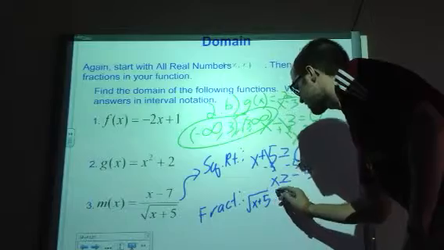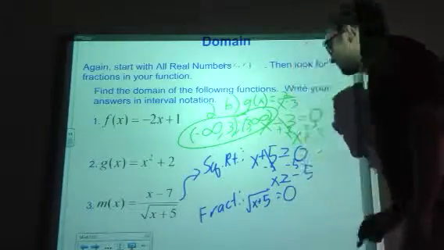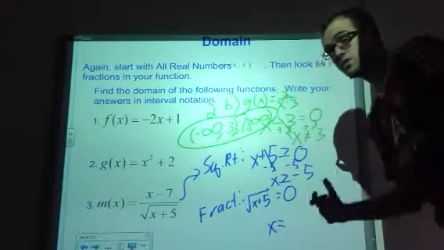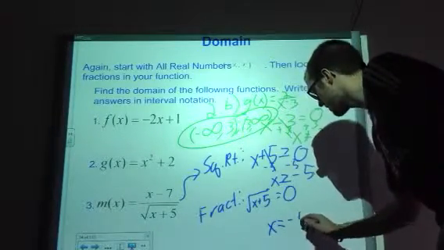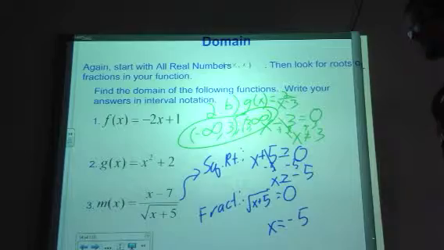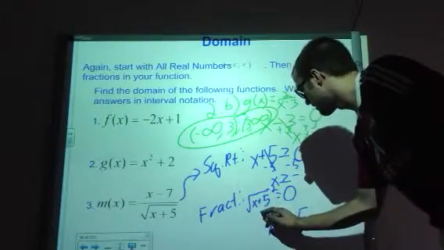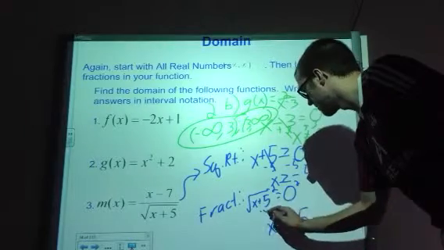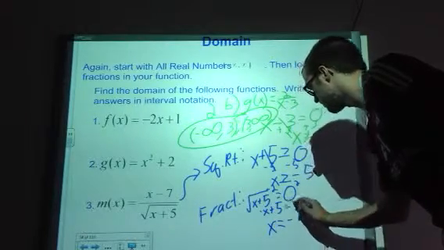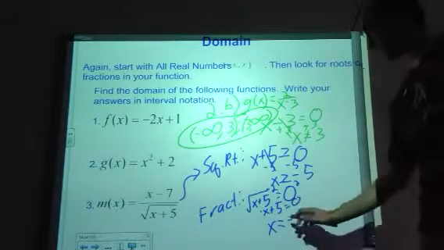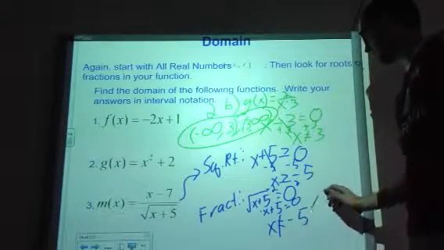So when is the square root of x plus 5 equal to 0? Well, you might be able to see that already. Square root of 0 is 0. So when x is negative 5, the denominator is going to be equal to 0. If we wanted to solve that, we'd square both sides. Then we'd have x plus 5 equals 0 squared is 0. And subtract 5 on both sides. So we know that x cannot be negative 5.